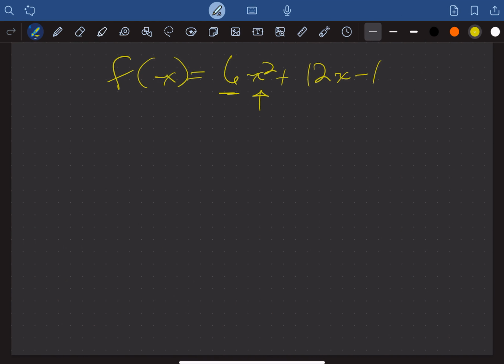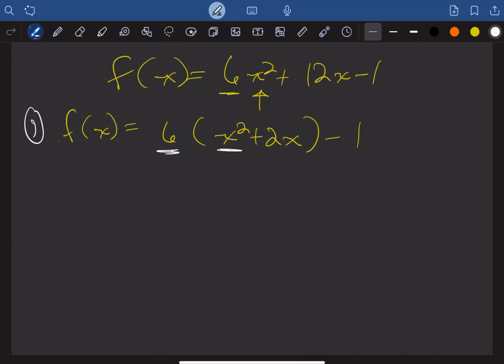So let's factor out the 6. So I have f of x equals 6 times x squared plus 2x minus 1. Okay, so this is our first step. We're already done with our first step. This is the factoring part. We're just pulling out whatever we need to get that x squared by itself, right?